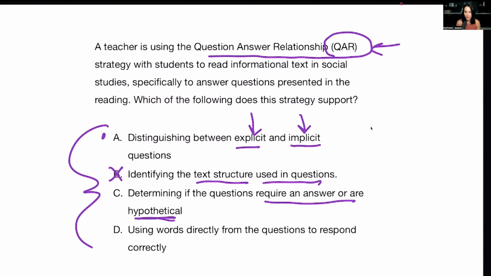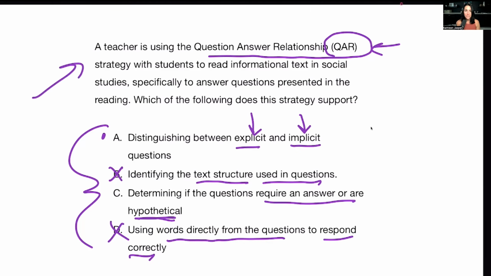D, using words directly from the questions to respond correctly. Okay, using words directly from the questions is good, but this respond correctly is a red flag in an answer choice. It implies that students have to respond correctly. It's strong language, and we're looking more in terms of helping students respond, helping them figure things out. D, I don't love the language in D.